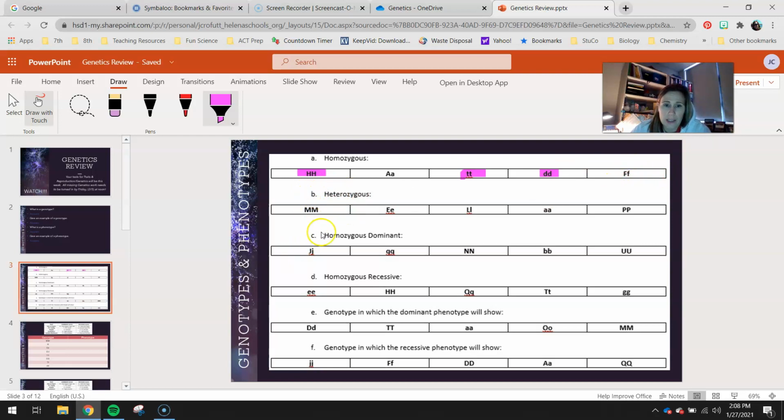On the other hand, we have heterozygous, so again, we're looking for a dominant and a recessive trait, or in this case, an uppercase and lowercase letter. So there's a dominant and recessive trait, and that's the only one. The other ones are all homozygous. They're all the same.